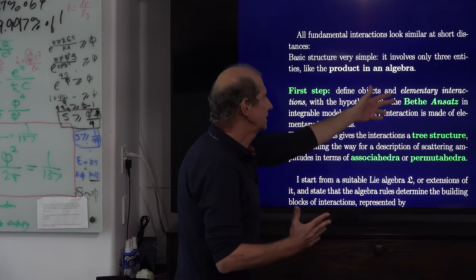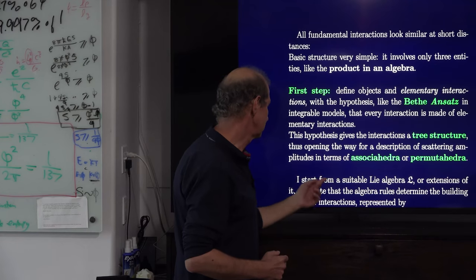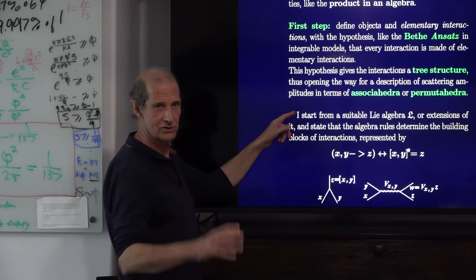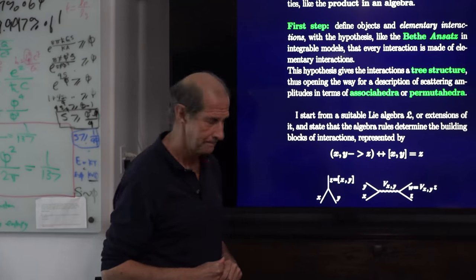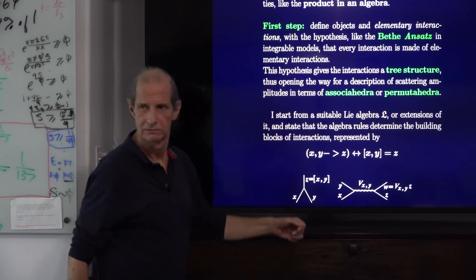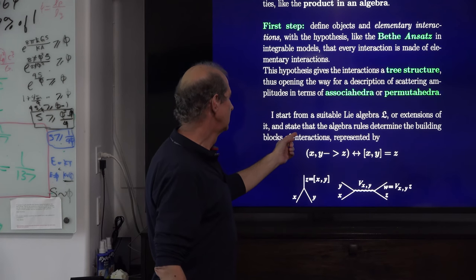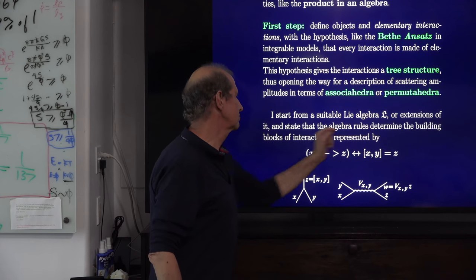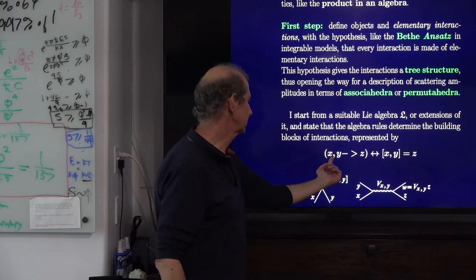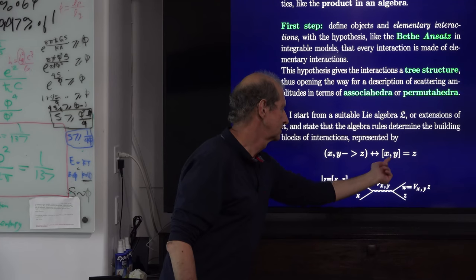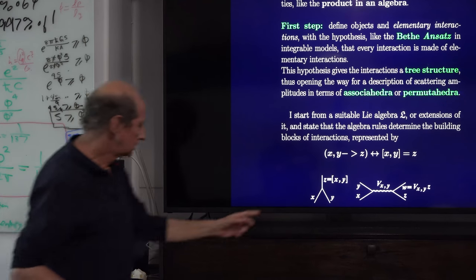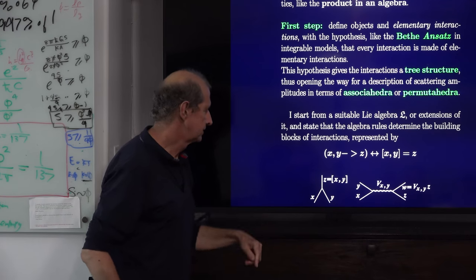So objects and elementary interactions, as I said, I'm thinking of an algebra, and I want to start from a Lie algebra, or extensions of it, extensions because I'm thinking about exceptional periodicity. But again, that doesn't matter. One can pick the algebra he likes, or she likes. So I start with the Lie algebra and state that the algebra rules determine the building blocks of interactions, represented very simply as xy goes to z, calculated in this way, the commutator of xy goes to z. This is represented, of course, by this.